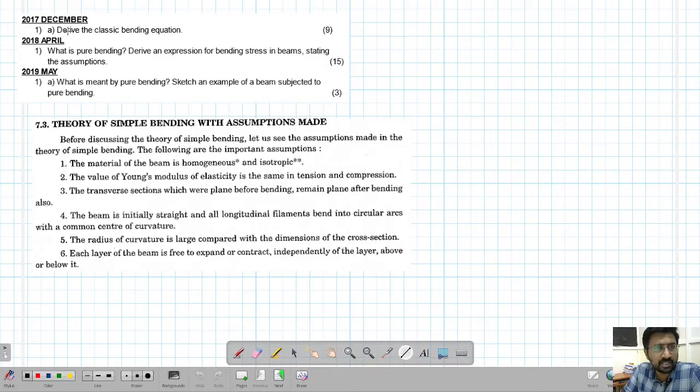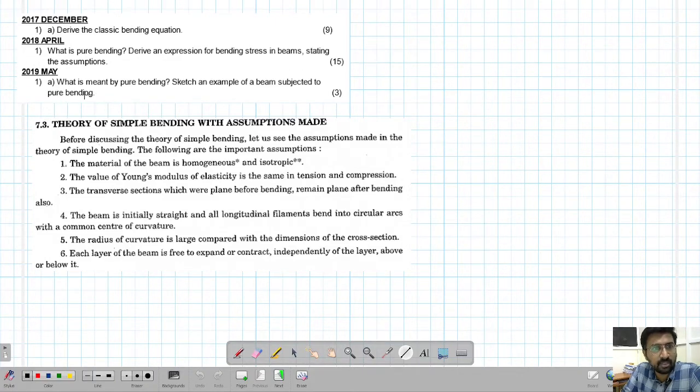In December 2017 they asked: derive the classic bending equation. We'll do this in the next two videos. What is pure bending? Derive an expression for bending stress in beams, stating the assumptions. This is another part, and one part of this we will solve in this video. This was in April 2018 for 15 marks.